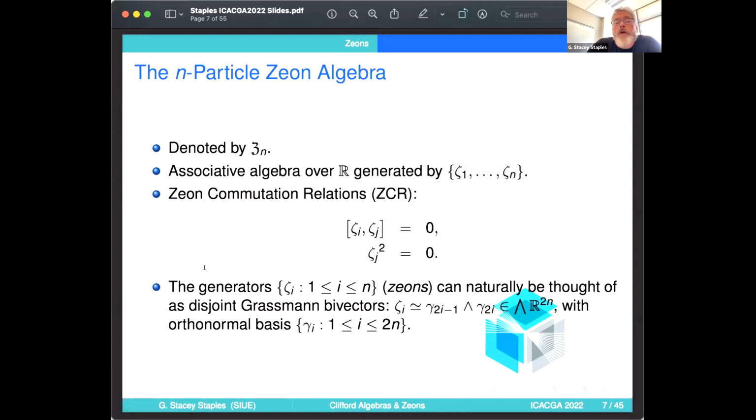It's generated by zeta_1 through zeta_n. That's what I would typically use for an n-vertex graph. As for the commutation relations, it's commutative. The generators commute with each other and they all square to 0. And I can extend my multi-index notation to the Zeons.